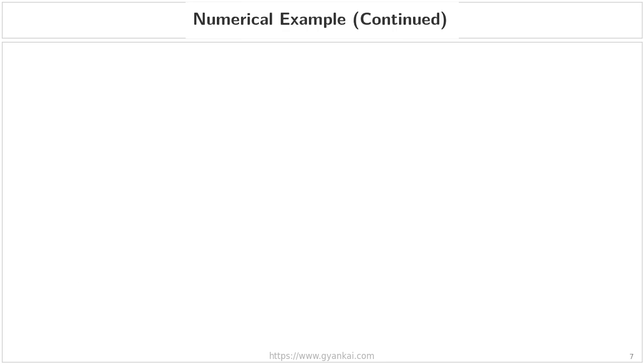Numerical example continued. Now that we have found the inverse of the product, which we calculated in the previous slide, we need to find the individual inverses of matrices A and B to see if they follow the reversal law. Let's move on to step 3, where we find A inverse and B inverse individually.